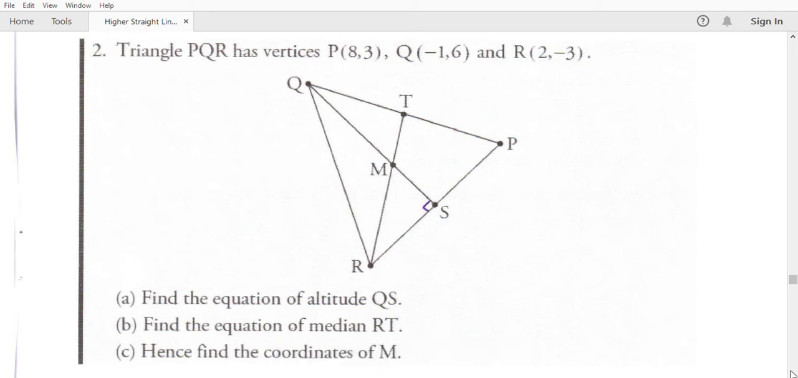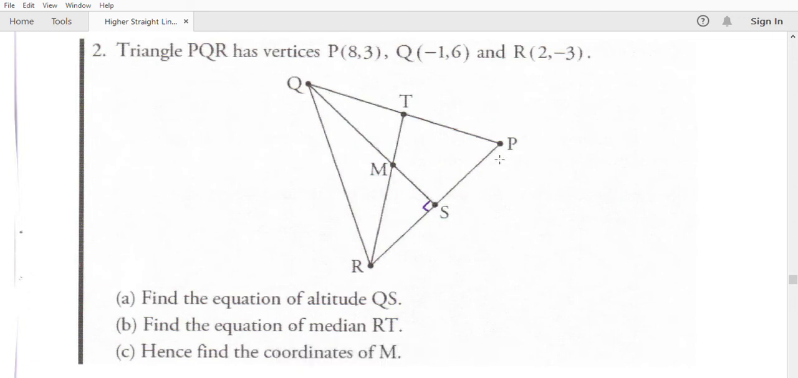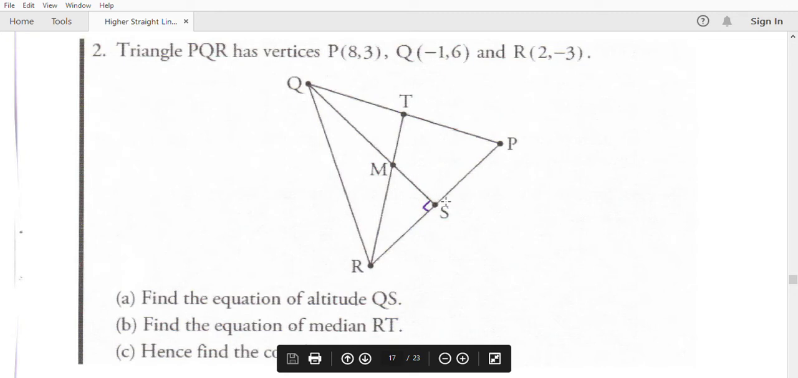Okay, so hopefully you've done part A. Find the equation of altitude QS. So we need to find the equation of this straight line. So what do we know? We don't know the point S. It looks as though it's the midpoint, but it's not necessarily the midpoint.